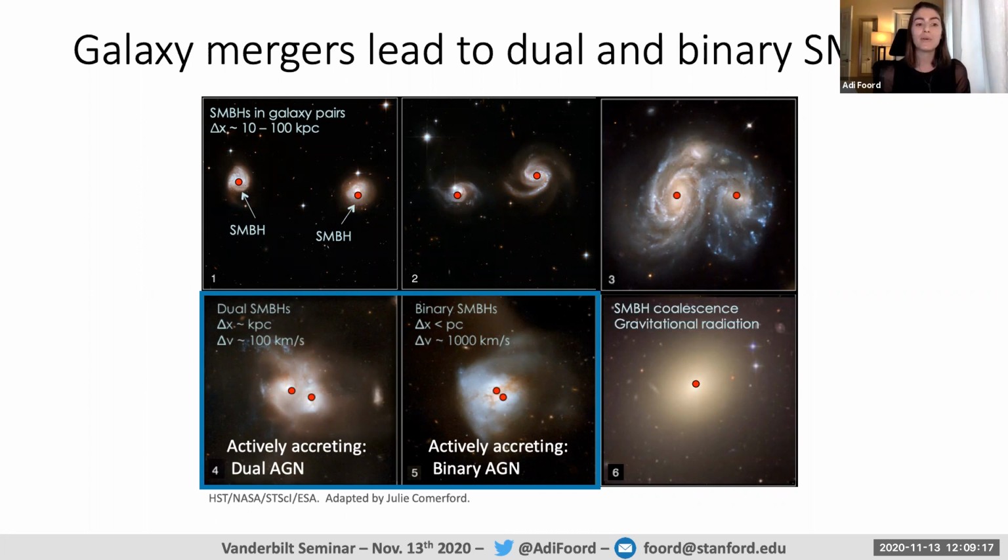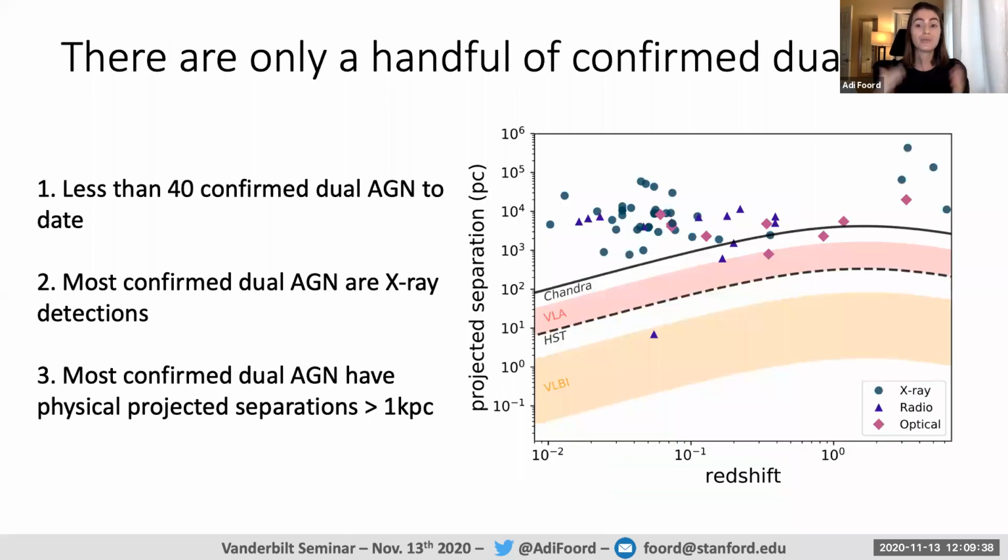Most of my work focuses on the dual-AGN population. We expect dual-AGN to be a result of galaxy mergers, and we know that galaxy mergers are quite ubiquitous in our visible universe. However, to date, the number of confirmed dual-AGN remains quite small. There's really only a handful of confirmed dual-AGN to date.